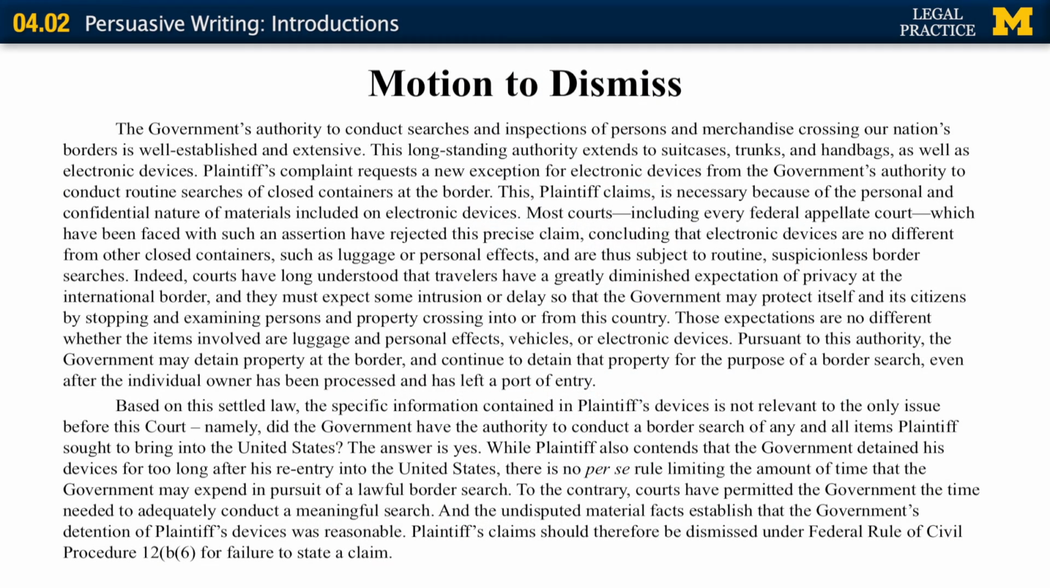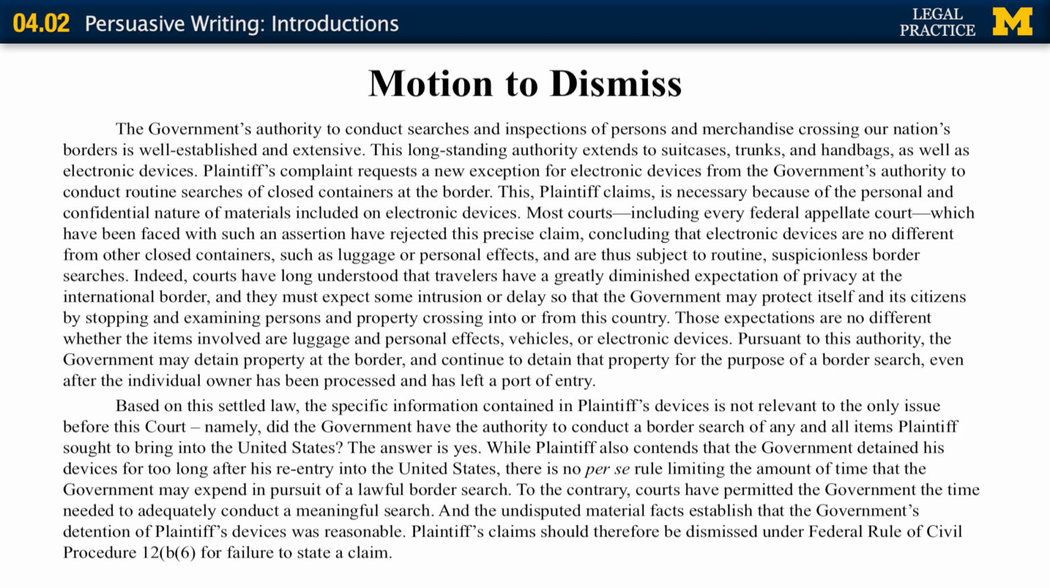So first, let's look at the introduction from the government's motion to dismiss the complaint. One thing to keep in mind is that while these examples come from actual motions filed in court, I have edited them slightly for the purposes of this video. So at this point, I'd like you to pause the video to briefly read through the introduction, these two paragraphs, from the government's motion to dismiss the complaint in House versus Napolitano.